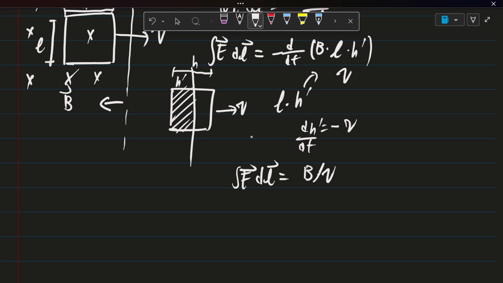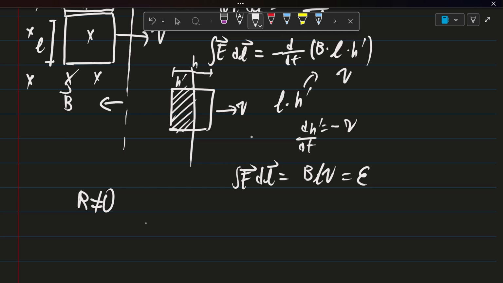Sorry, this should be BLV. So this entire thing is defined to be our EMF, right? And so let's actually think about this. The wire is not really a superconductor. Well, technically, every material has some form of resistance, but it could be close to zero. But in here, our resistance is not zero.